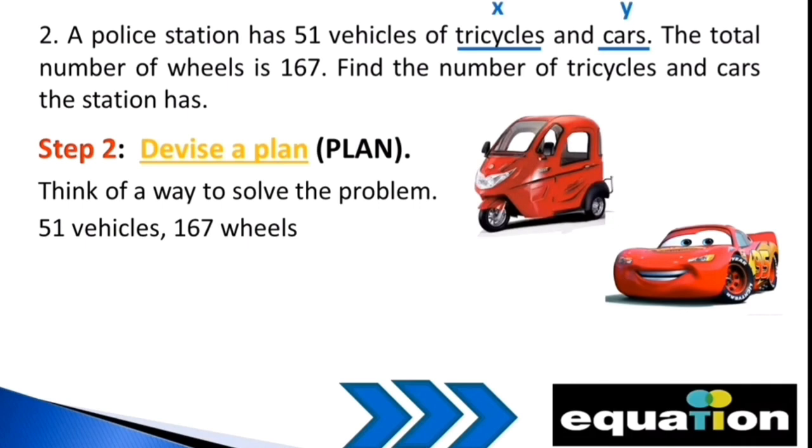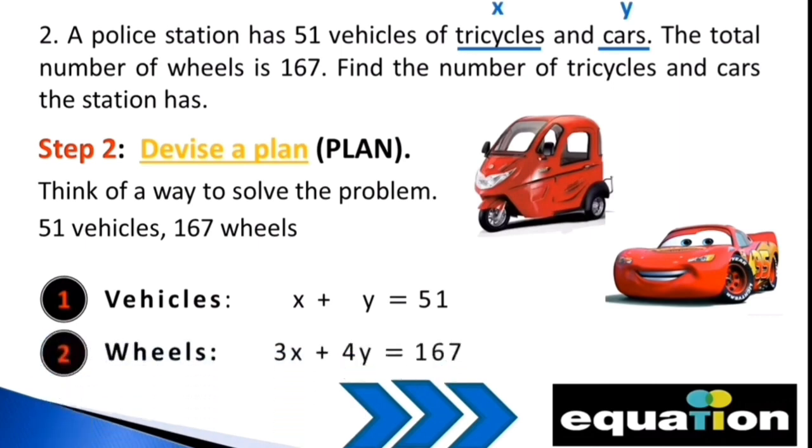A police station has 51 vehicles. If we add tricycles and cars, there are 51. So we have now x plus y equals 51. Now if we add their wheels, we have 167. But the problem here is the tricycle has 3 wheels and the car has 4 wheels. So we multiply the tricycle by 3 and the car by 4, because that is the number of wheels in each vehicle. So we have now 3x plus 4y equals 167.